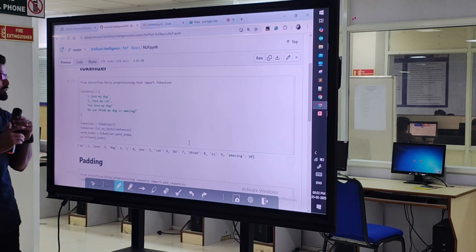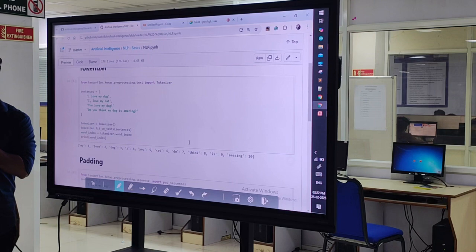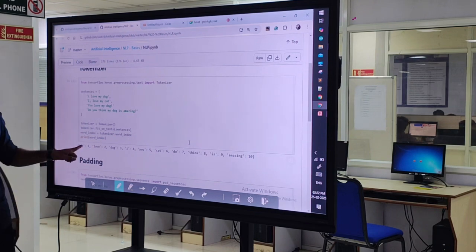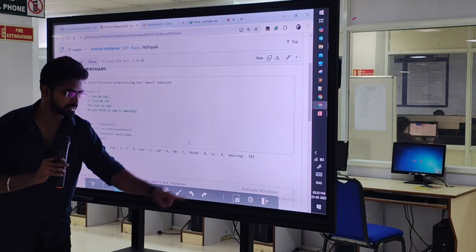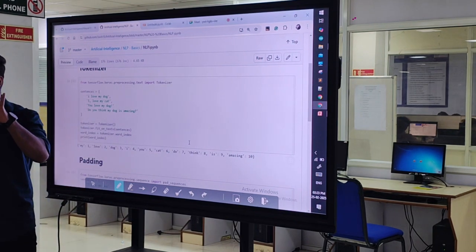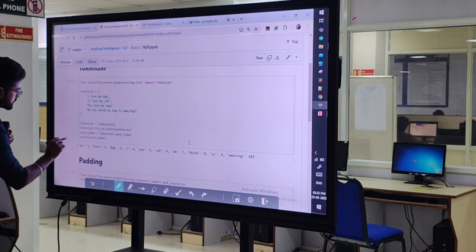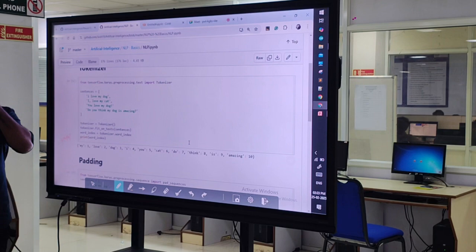Now this is my overall data set, and from this overall data set I'm making one vocabulary. So overall my vocabulary length is 1, 2, 3, 4, 5, 6, 7, 8, 9, 10. My vocabulary size is 10.